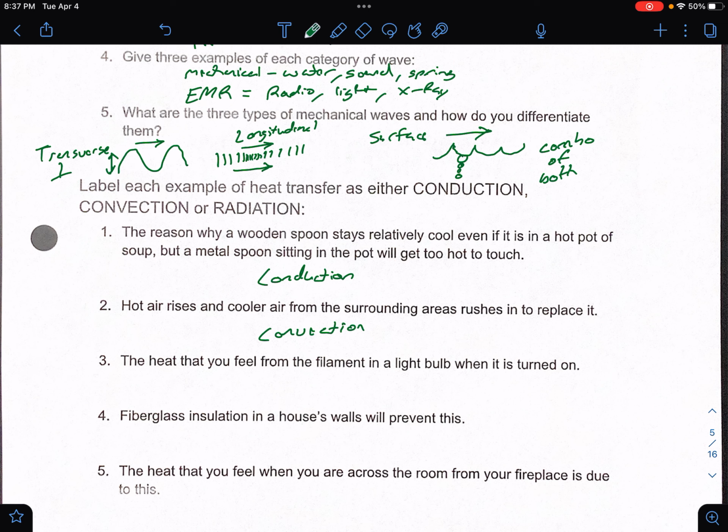Number 3, the heat that you feel from a filament of a light bulb when it is turned on. Okay, so this is called radiation. You're feeling that heat from the light, so it's going in all directions.